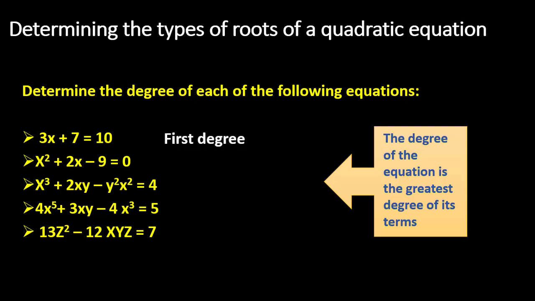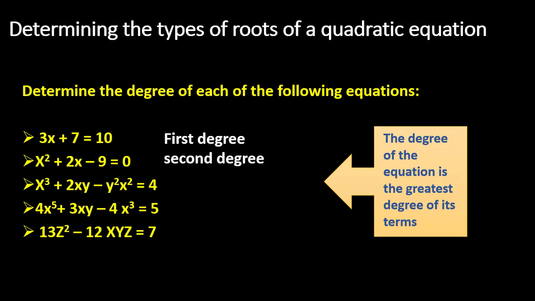The second one, x power 2 plus 2x minus 9. We have 3 terms. The first term, second degree. The degree is the power of the variable. 2x power 1. So we have second degree, first degree, and here 0 degrees. So the greatest is the second degree.